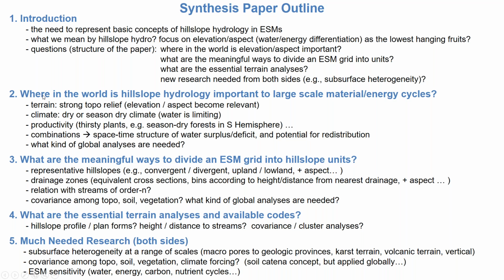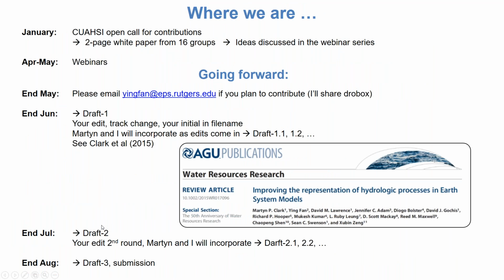So sections 2 and 3 talked about this global analysis already. And here in section 4, we'll talk about this again, but here we have a more practical need. We are looking at the existing methods and the codes to derive parameters related to hillslope profiles and plan forms, convergent, divergent, concave, convex, for example, and the weight functions, the height and/or distance above nearest drainage, and covariance cluster analysis. This is really a survey of our capabilities of doing this, given the scientific incentives from sections 2 and 3, and what are really the essential analyses we must do.